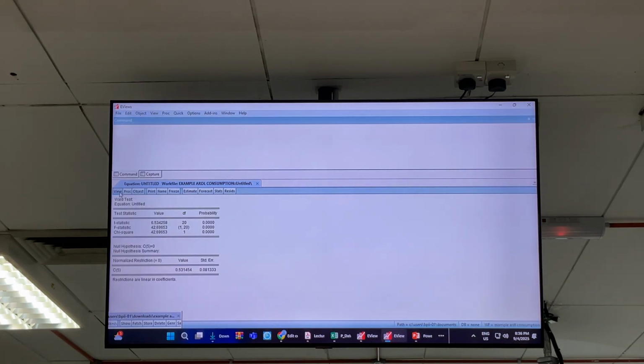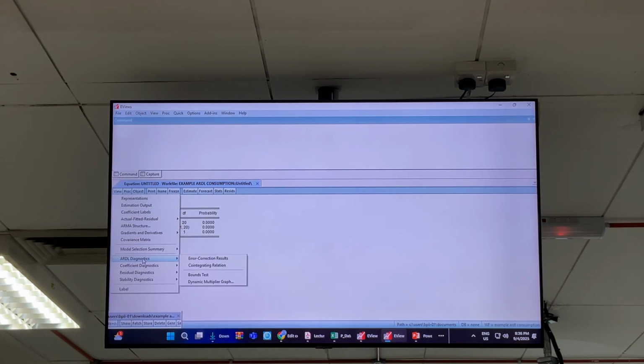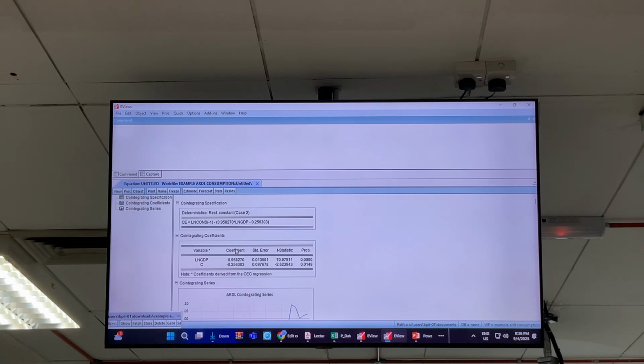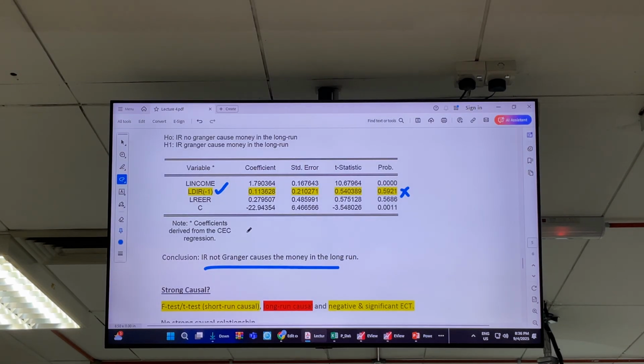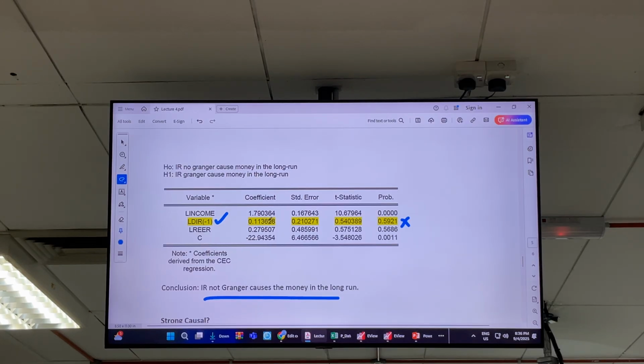You go to view, then you can look at the long run, right? This one. You should look at this one. Significant or not significant? This should take from the long run result. Look at the long run. So not significant. In this case, not significant because this one is not significant. So no long run Granger causality from the interest rate to money in the long run.